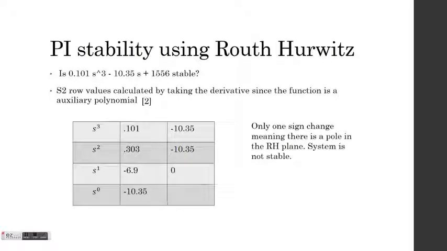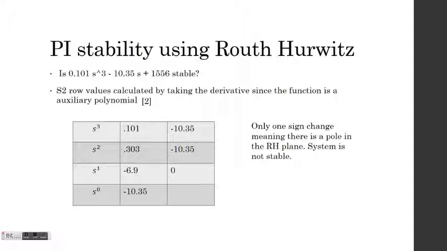I investigated the Routh-Hurwitz array to see if the PI system was stable. As you can see initially from the array, there is one sign change, meaning that there is a pole in the right-hand plane and the system is not stable. But this Routh-Hurwitz array was a little more complicated.